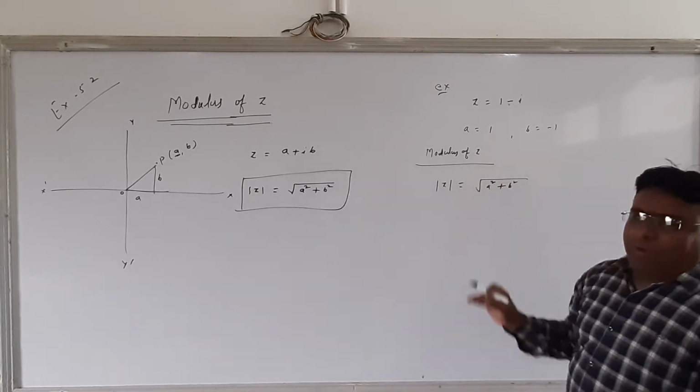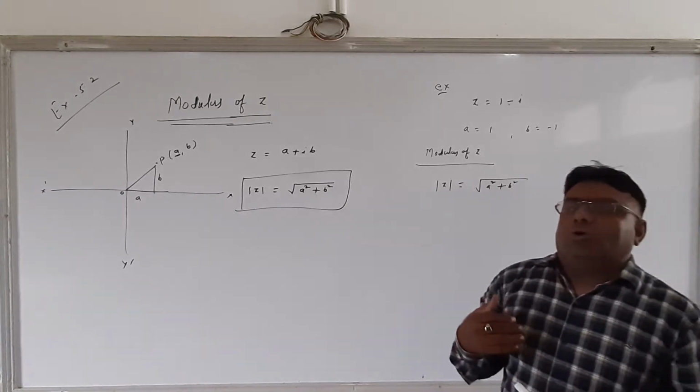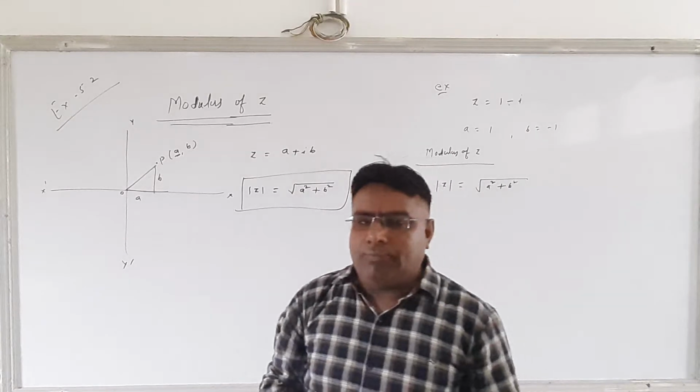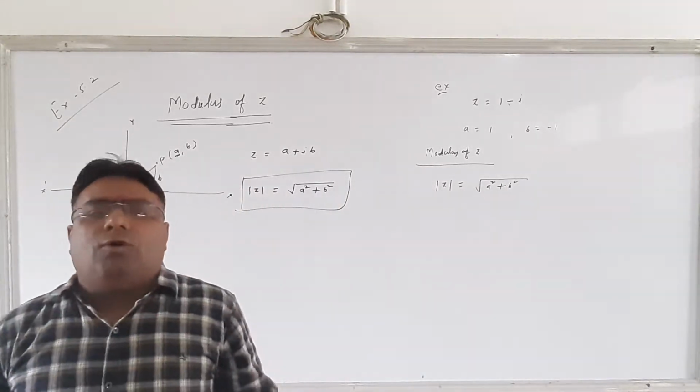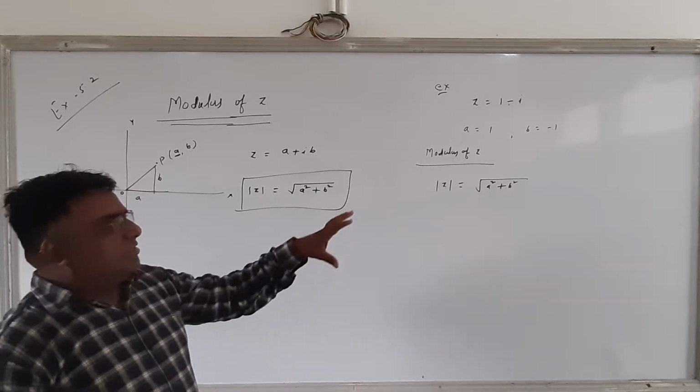This question can be solved by two methods. The first method is the identity. The second method: let the complex number, which is in Cartesian form, a plus iota b form, now be equated in polar form. z equals r cos theta plus iota r sin theta. But now we use the simple method.